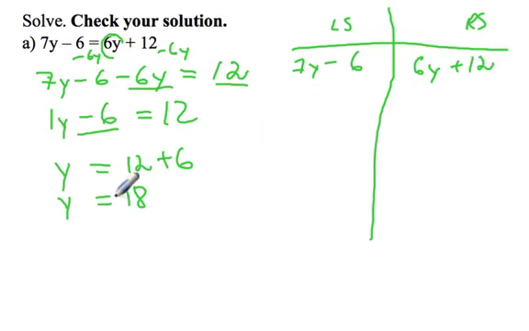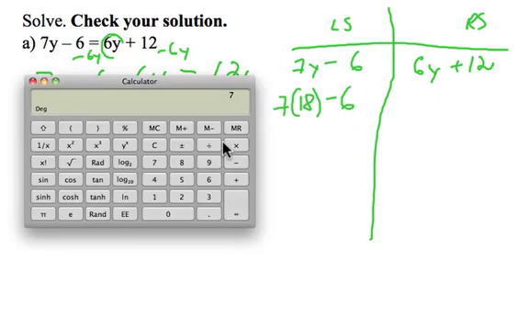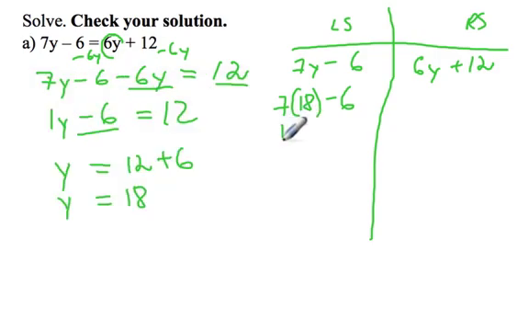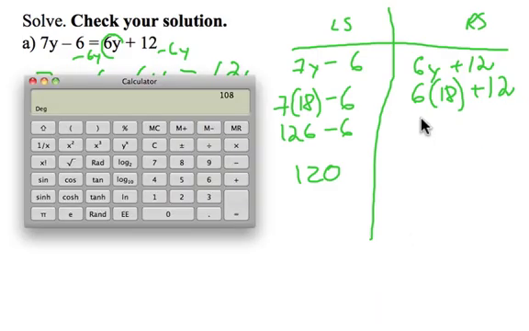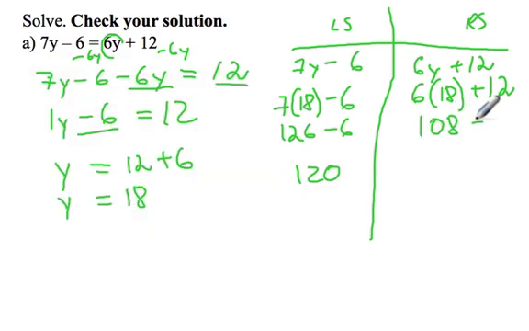Now we're going to substitute our solution into the expressions. 7 times 18 minus 6, 7 times 18 equals 126. 126 minus 6, 120 is what we have on the left side. On the right side, so again we'll substitute the solution into the expression and find out what that equals. 108 plus 12 equals 120. Left side equals right side.